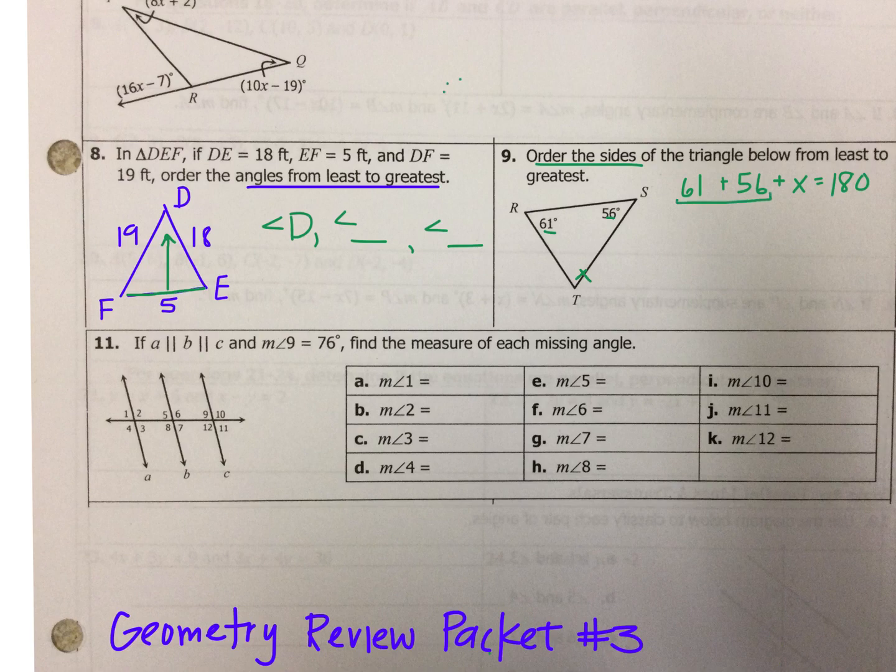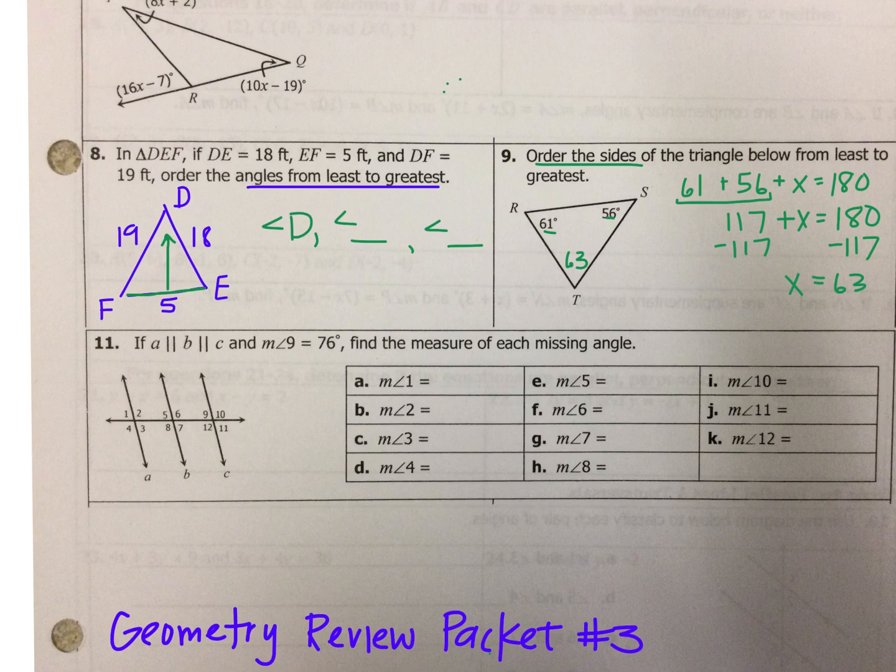So first I'm going to do the old school baby math. I get 117 plus X equals 180. If I subtract 117 from both sides, I end up with X equals 63. So I'm going to put that right here.